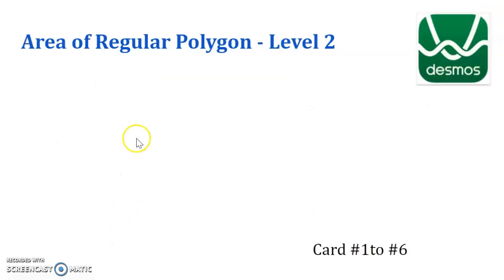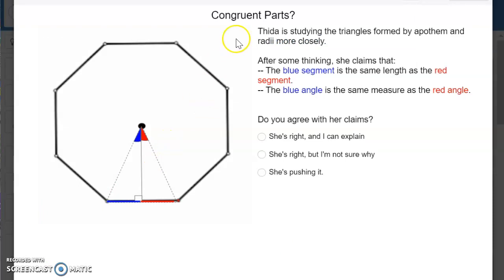Now you're going to be working on the decimals activity, cards number 1 to 6. So this is card number 1. Vida is studying the triangle formed by the apothem and radii more closely. After some thinking, she claims that the blue segment is the same length as the red segment, and the blue angle is the same as the red angle. Do you agree with her claim?